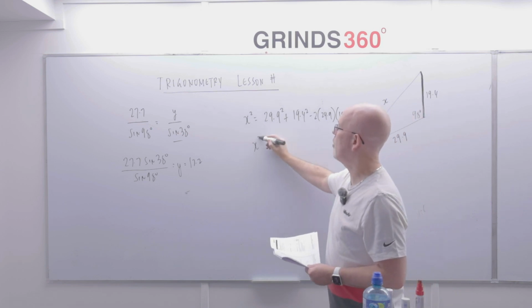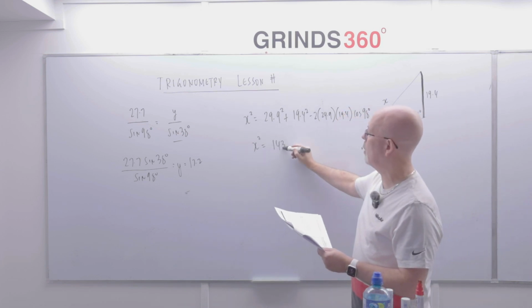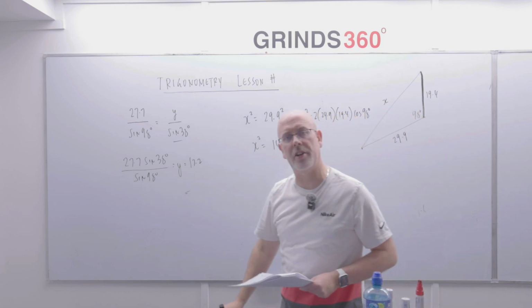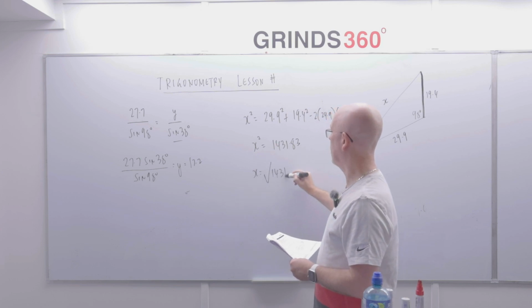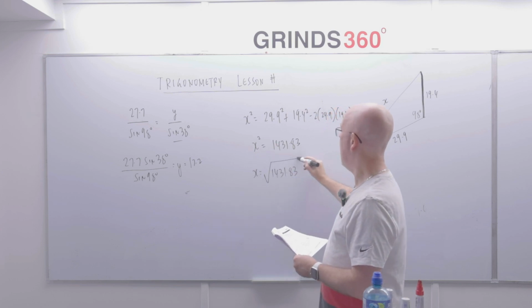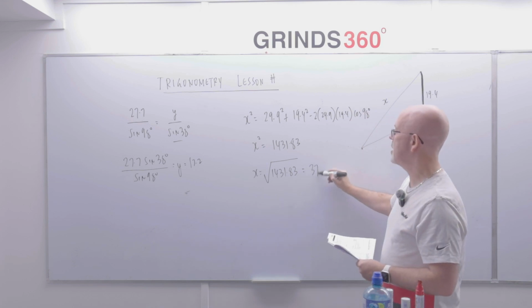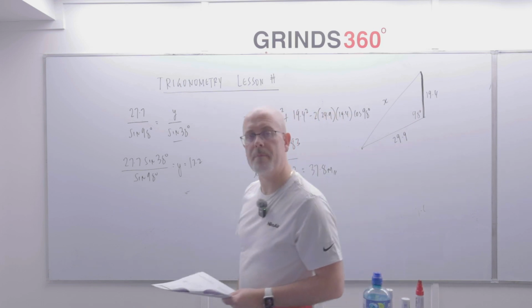If I put that entire right-hand side straight into my calculator, I get around about 1431.83. I'll keep that whole decimal number on my calculator display and then take the square root of that answer. And if I do that, to one decimal place, it's about 37.8 meters. That's the length of my zip line. That's a really nice little question.